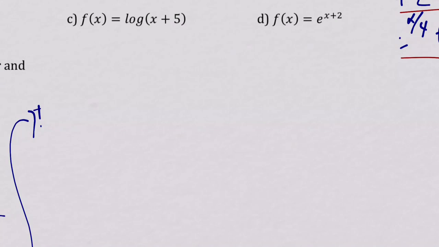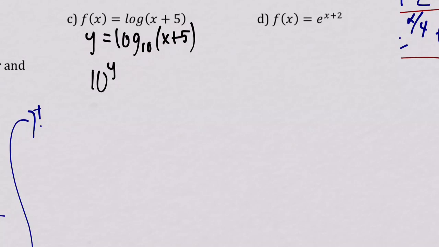Alright, these are the last two. F of x equals log base 10, right? If there's no base, it means base 10, of x plus 5. Start by changing this to y. Y equals log base 10 of x plus 5. Why did I choose to write the base? So I could change it to exponential form and you wouldn't be confused. Here's the base, here's the exponent, here's the result. In exponential form, this is 10 to the power of y equals x plus 5.